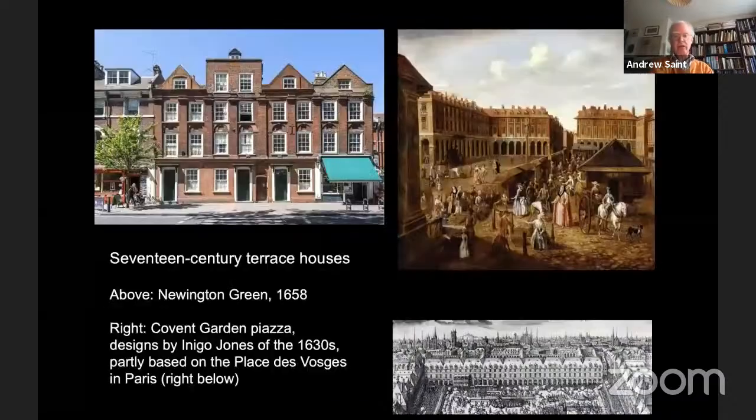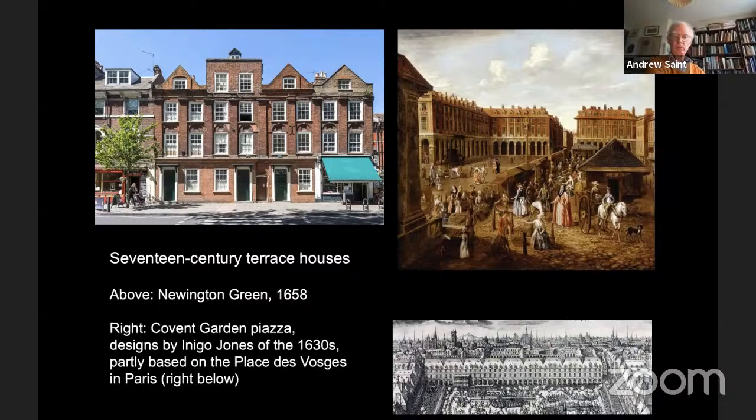17th century houses. Here are two early examples of these kinds of new houses, which became common in and around London in the first 60 years of the 17th century. On the left is an example which isn't particularly well known.